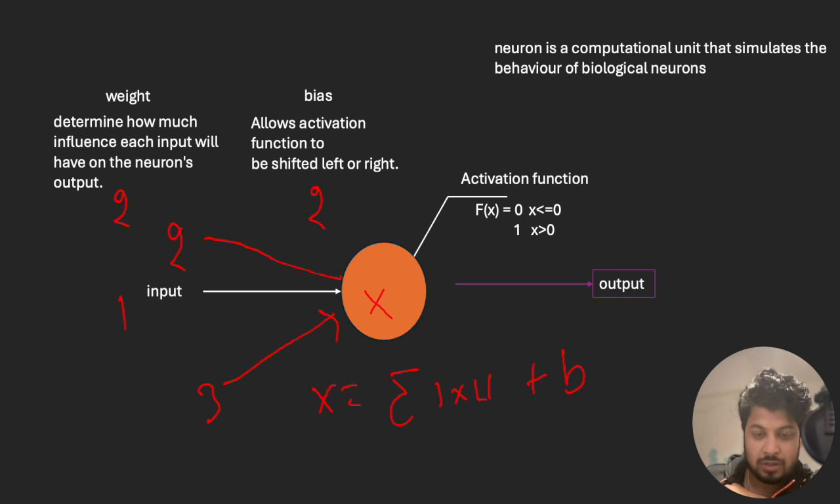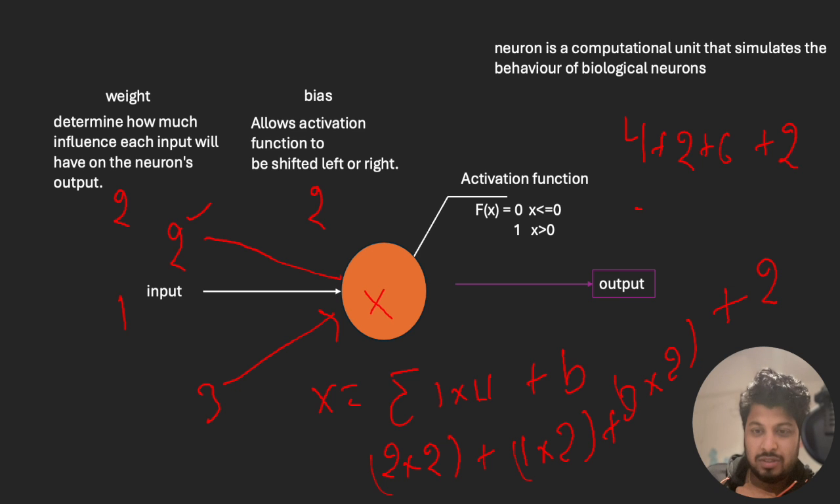So input 1 is how much? Let's start from here, 2. So 2 multiplied by the weight 2. Again I have input 1, so 1 multiplied by the weight 2. Again 3 is the input, so plus 3 multiplied by the weight 2, and at the end we will add the bias, which is 2 here. So how much is this equal to? 2 into 2 is 4, 1 into 2 is 2, and 3 into 2 is 6, plus the bias here. So this is equal to 4 plus 2 plus 6, which is 12, plus 2, which is equal to 14. So here x is equal to 14.